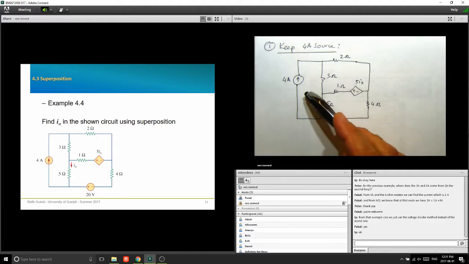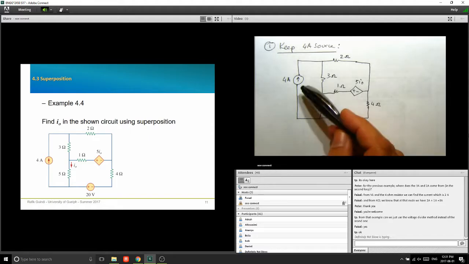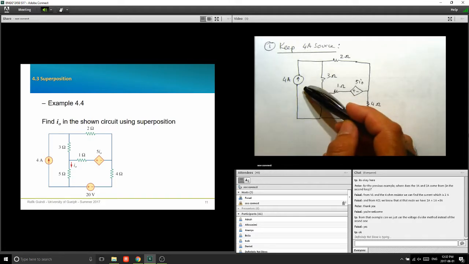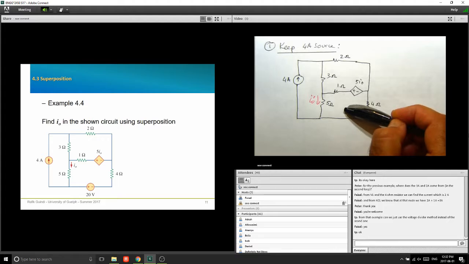You can have 3 meshes, like mesh here, mesh there, and a mesh there. Okay, that's okay. But you have a current source, so you're going to have to remember you had those exception cases. So I1 is already solved because it's going to be equal to 4 amps. That's a good thing. And you're left with 2 mesh currents. You have to solve that to find the value of I naught.